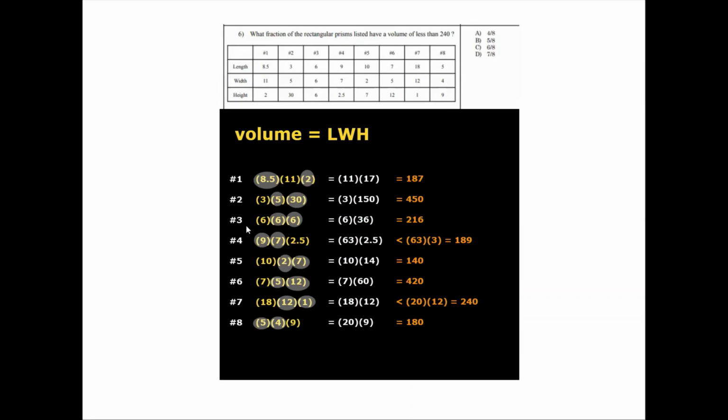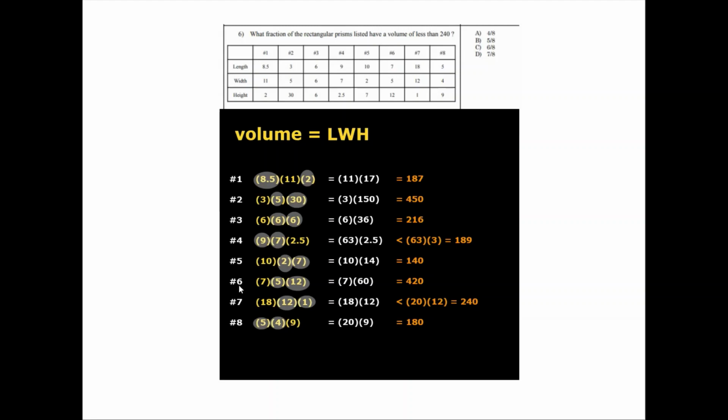Prisms 2 and 3 are pretty self-explanatory. But for prism number 4, if we have 9 times 7 times 2.5, well, 9 times 7 is the whole number 63, times 2.5. To save time, I'll compare that to 63 times 3, which is 189. So we're still under the bound of 240. So 4 is also on our good list.